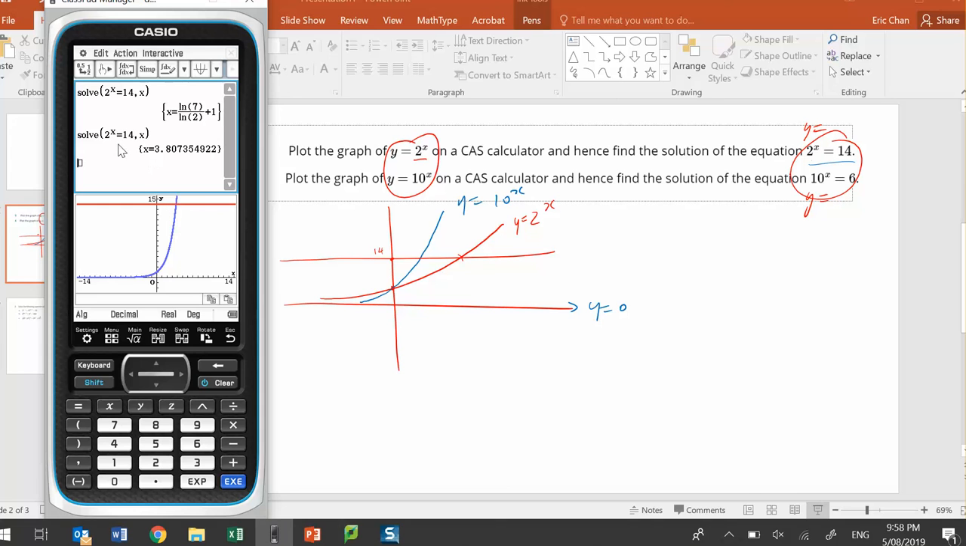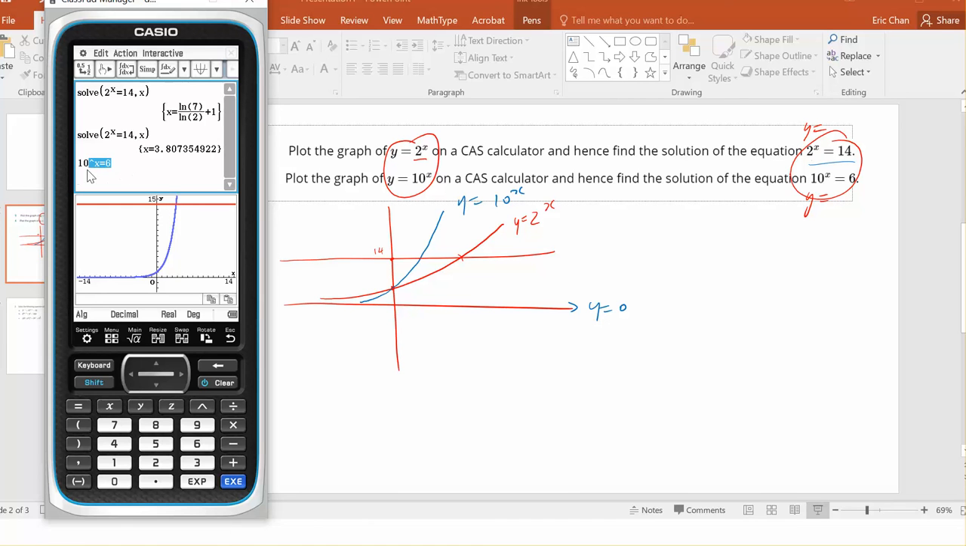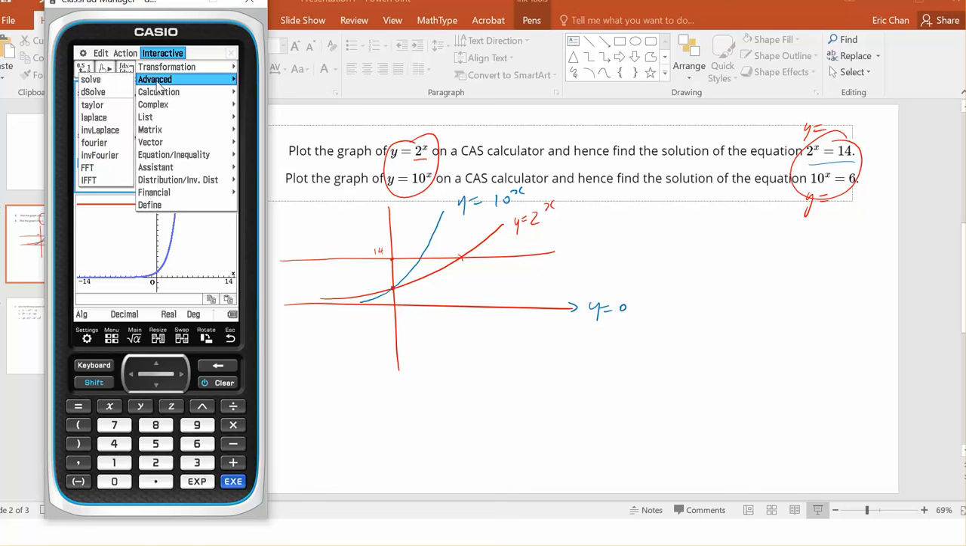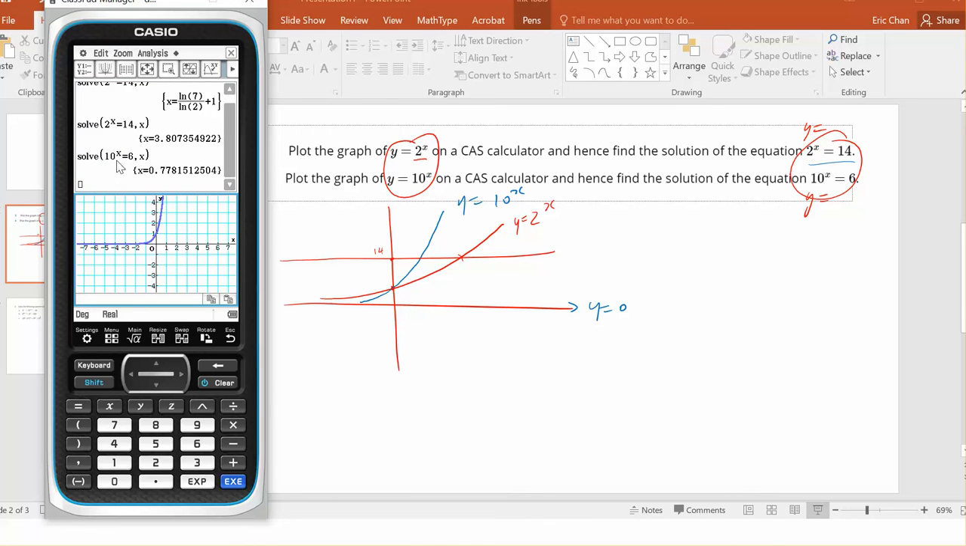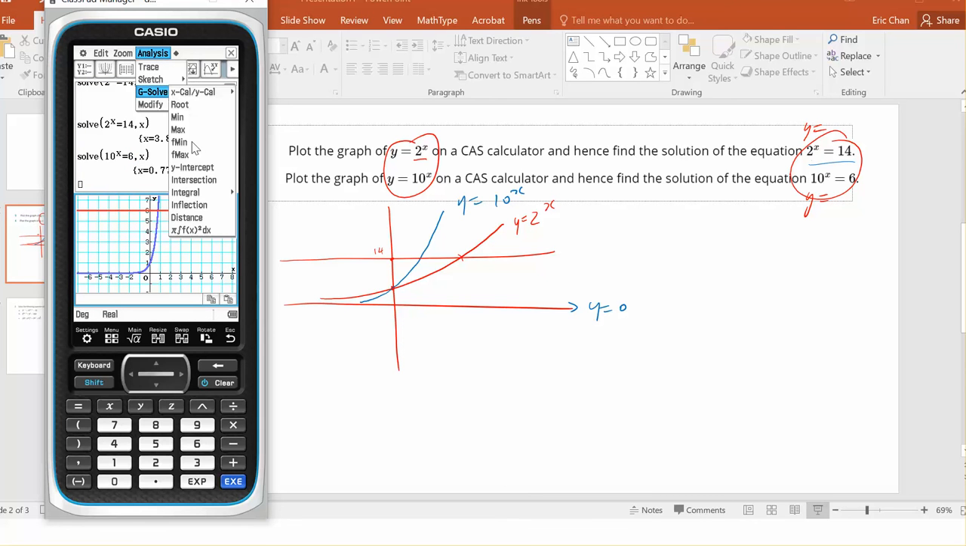Now, for the other one, 10 to the power x equals 6, you can do this on the CAS. Go 10 to the power x equals 6. You can solve it, interactive and solve, and you get 0.78. Or obviously you can do it graphically. So I'm going to delete this. Edit, clear all. You can literally graph both of them on the same graph, and then go interactive, analysis, gsolve, intersect. Get the same answer. So hopefully that gives you an idea of how to do question 3 and 4.